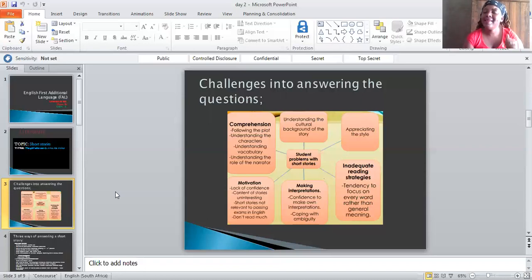Another one is that learners do not read much. Like I told you guys, readers are leaders. Learners are not reading much. They only scan, they only skim. I encourage you to go find time, maybe an hour, and read. Reading a short story doesn't even take much time. So these are basically the challenges that learners come across when attempting questions that come from a short story.